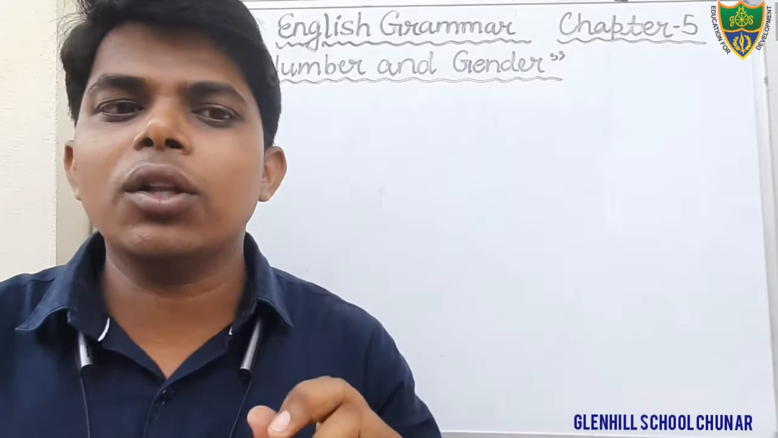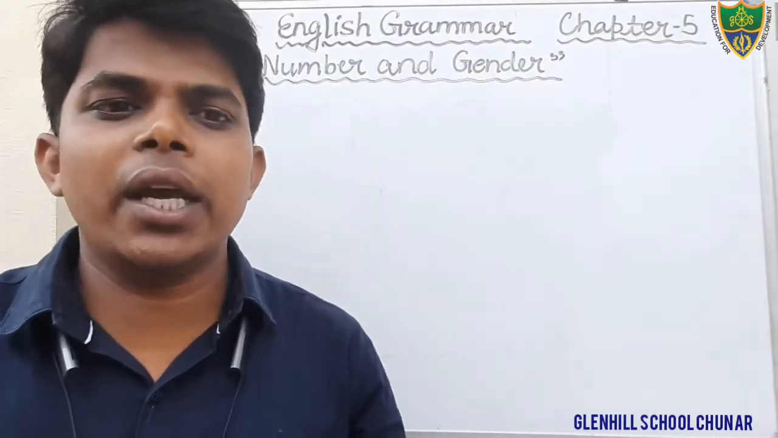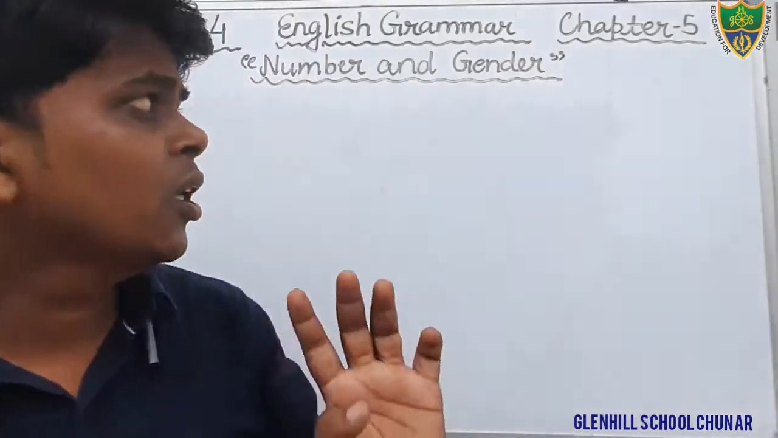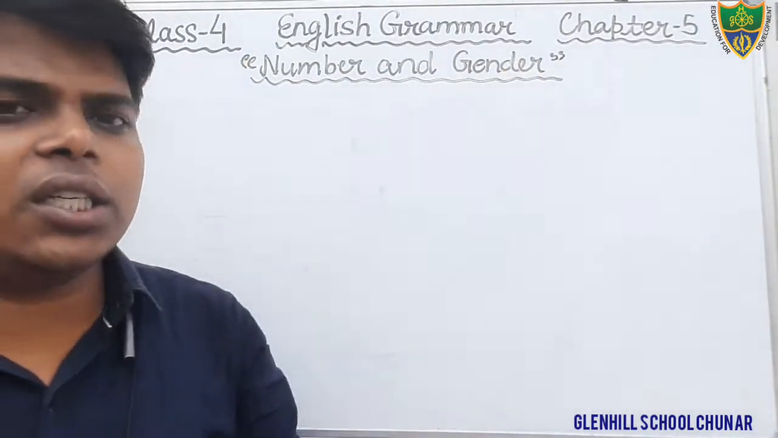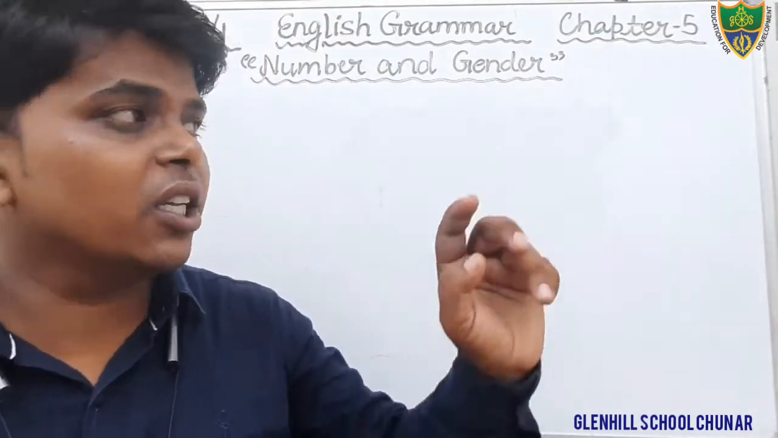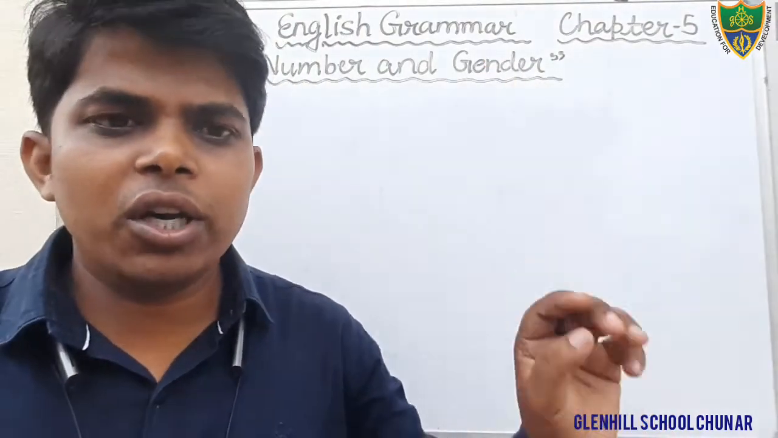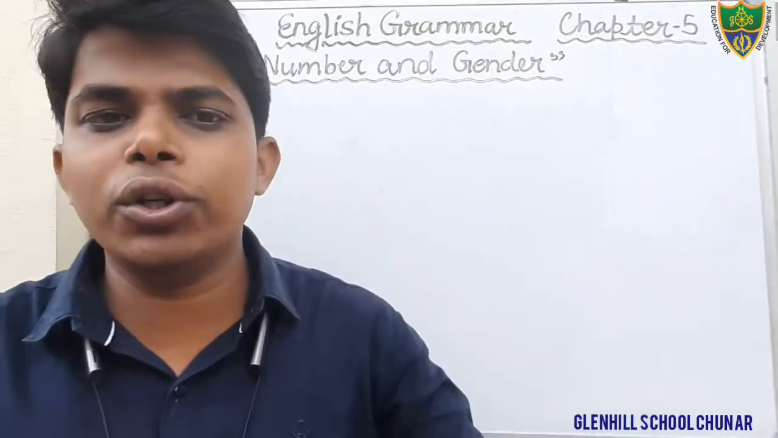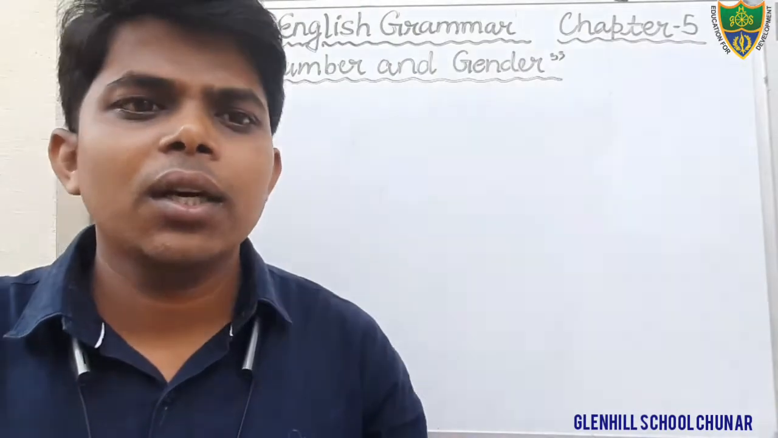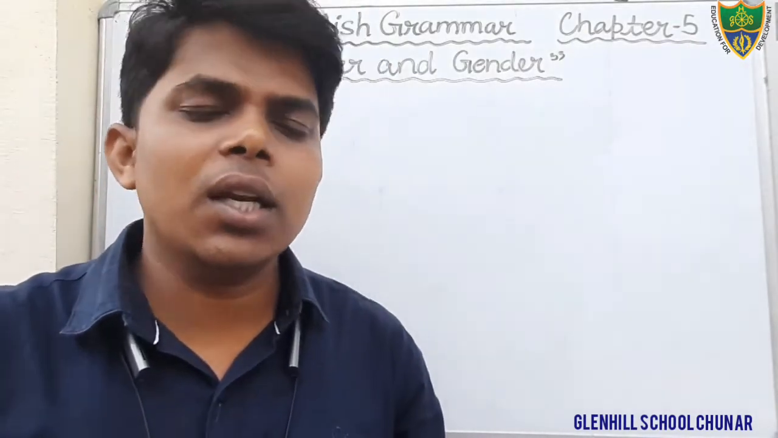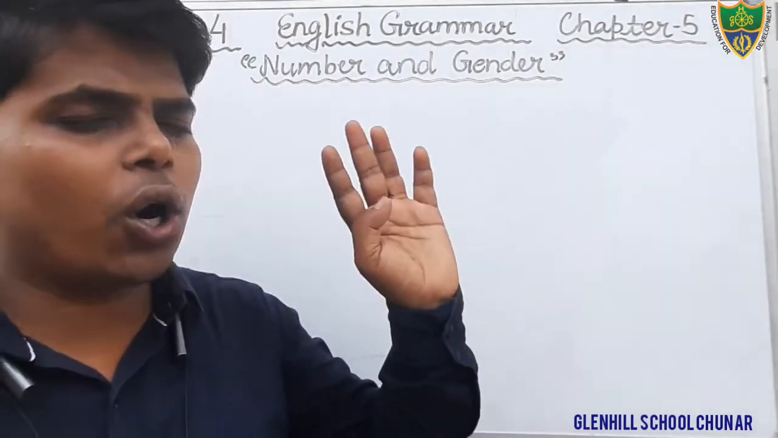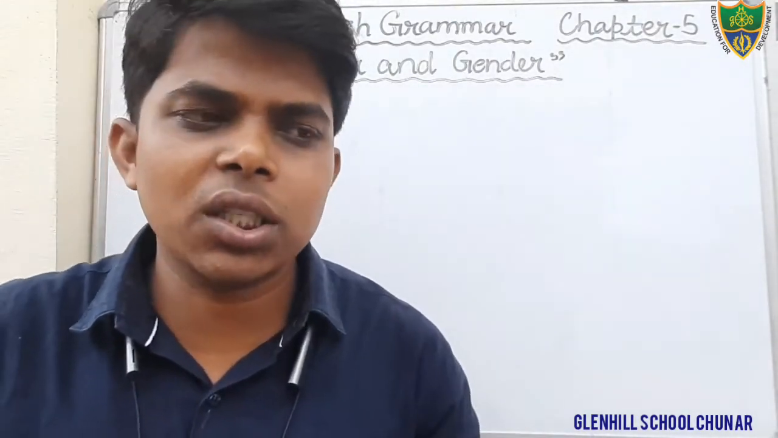Okay students, we have also discussed the rules for changing from singular to plural. You have written them in your notebook, you can see from there. And another topic, that is gender. I have told you it denotes the person, that is male or female. There are four kinds of gender I have told you. You have written in your notes: masculine gender, feminine gender, common gender and neuter gender. Okay students, I hope that you all have written and understood the things.